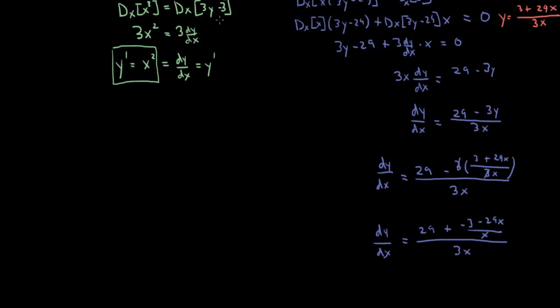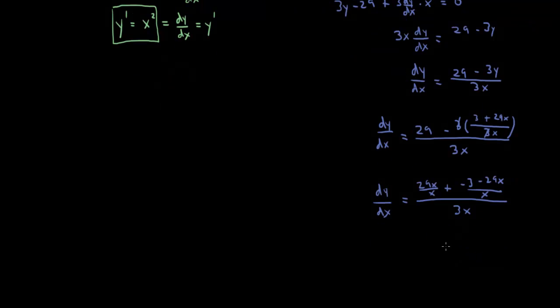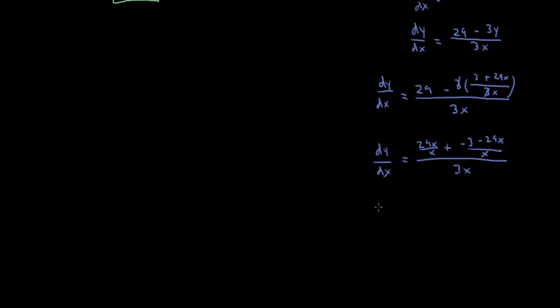But the reason I did that is because I want to get a common denominator here. And instead of just 29, let's say that's 29x over x. So now I have a common denominator. So this is more algebra than I expected. Dy over dx equals, we still have that 3x just hanging out there on the bottom, but now on the top we can say 29x minus 3 minus 29x all over x.